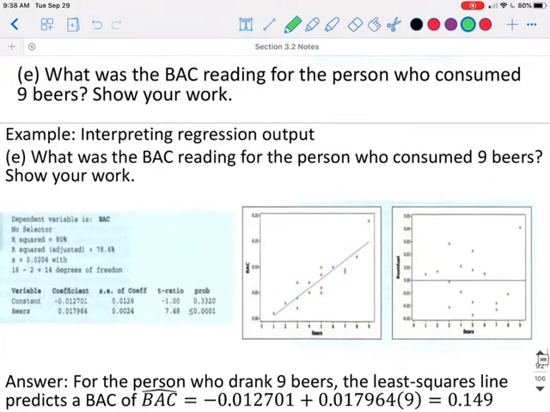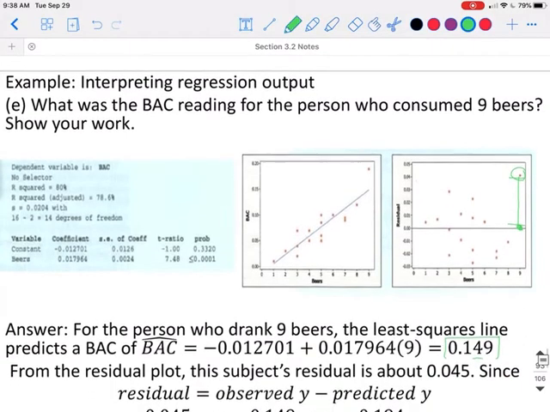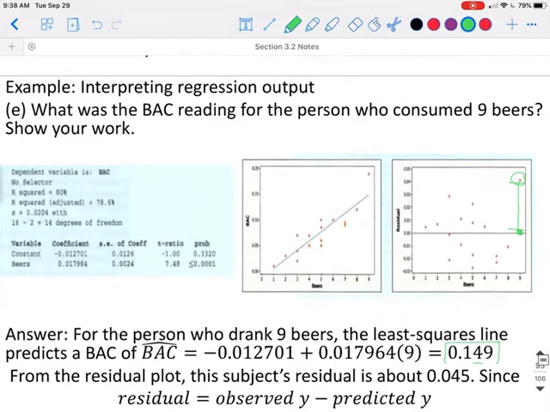So if we start by plugging in a value of 9 beers, we would predict a blood alcohol content of 0.149. Now, we can see from this residual plot that our predicted, which would be down here, is much lower than the actual reading. If we know how far away that is, which is our residual, we can use our equation. And we know that residual is equal to your observed minus your predicted.